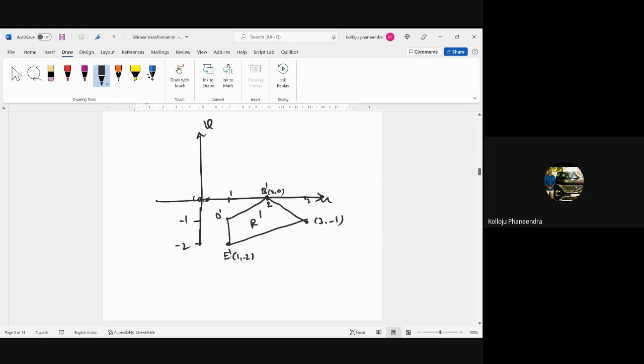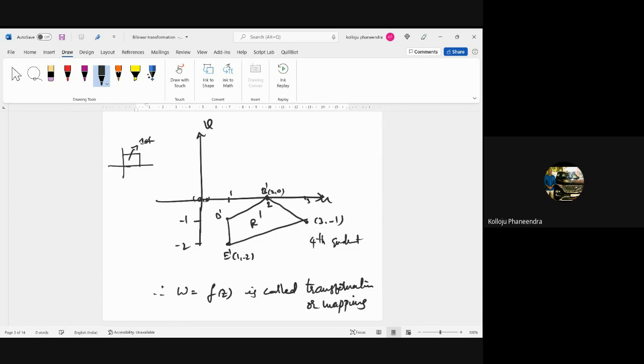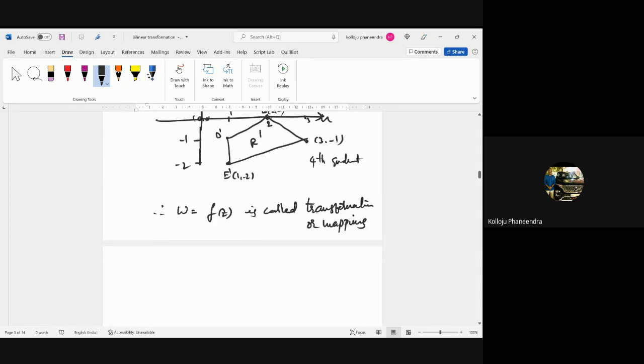That means whatever the rectangle position is here, it is translated to here. In the first quadrant it is there. In the first quadrant it is shifted to what? Fourth quadrant. I'm just giving a rough example. That is why the complex function W equal to f of z is called a transformation, generally called transformation or mapping. It is also a function, but what it originally represents is a transformation or mapping.